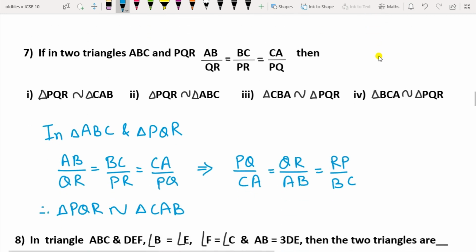If in two triangles ABC and PQR, AB upon QR equal to BC upon PR equal to CA upon PQ, then, so this is the given proportionality of the sides. Okay, now if you arrange these sides here, so this will be PQ upon CA equal to QR upon AB equal to RP upon BC. Therefore, the proportionality becomes PQR is similar to CAB. So PQR is similar to CAB. So option 1 is the correct option.